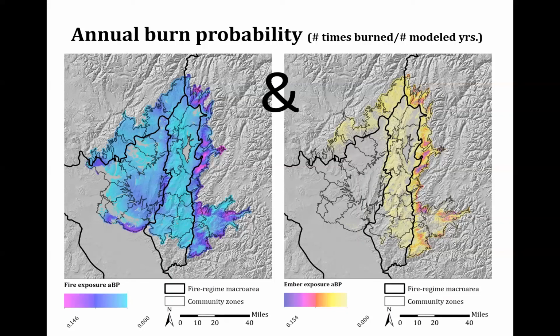So we combined both surface fire and showering embers into the annual burn probability as the number of times a pixel gets burned divided by the number of modeled years or seasons. And then we have the susceptibility block. The first was the probability, the second is the susceptibility.